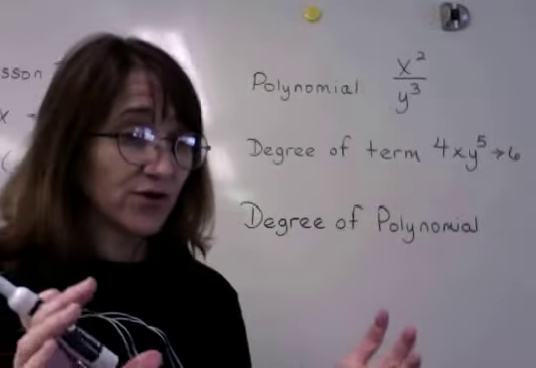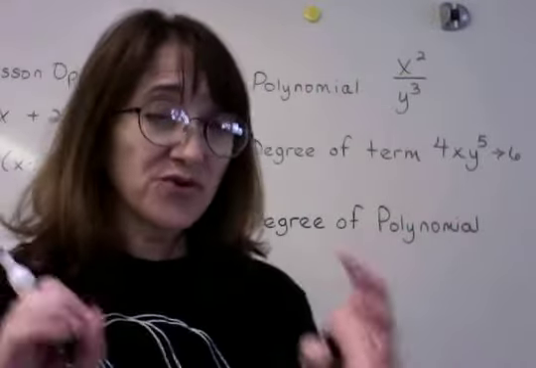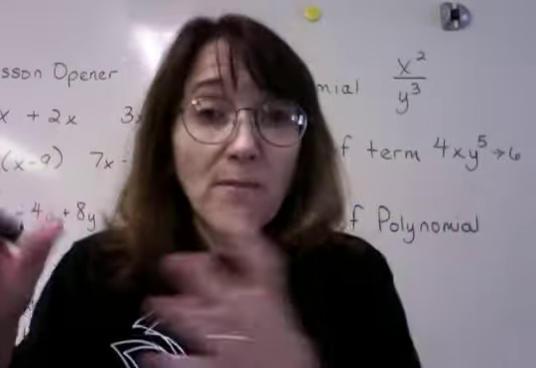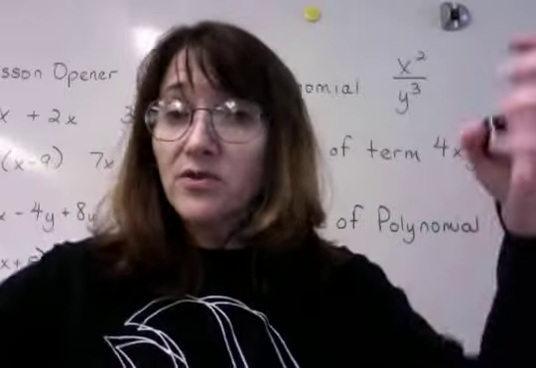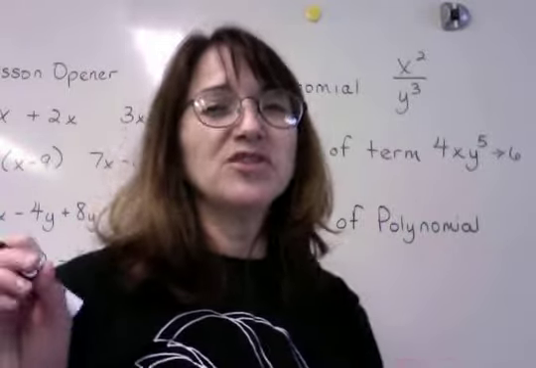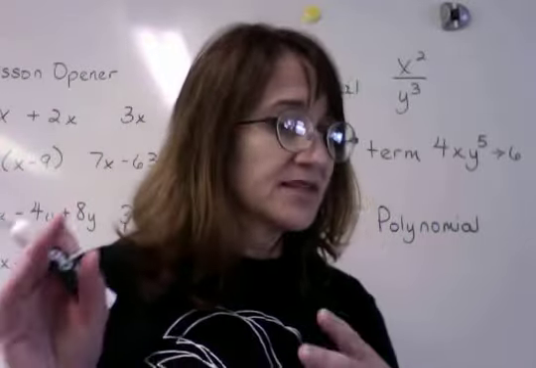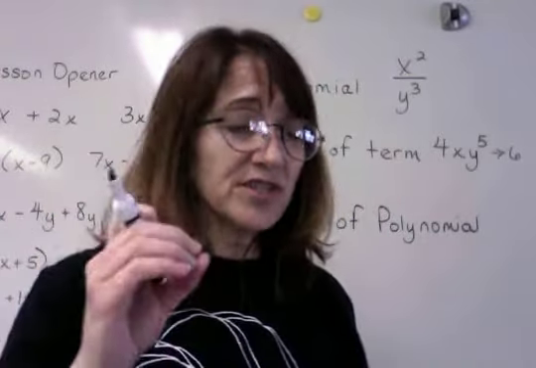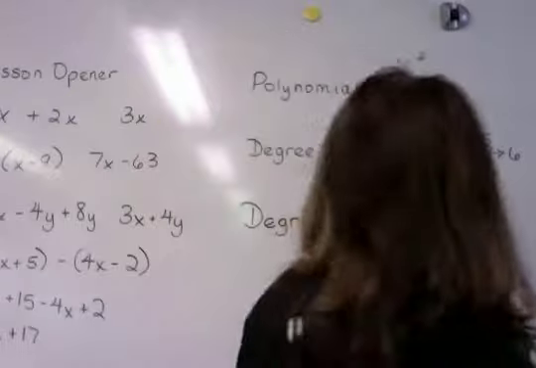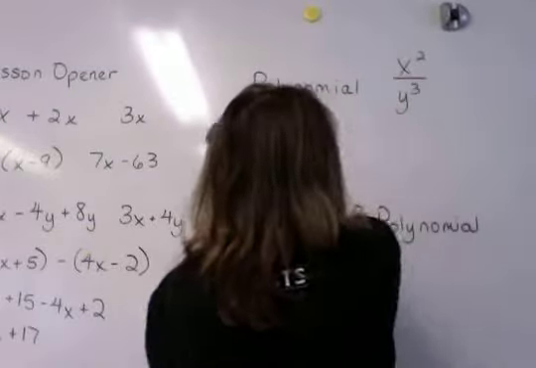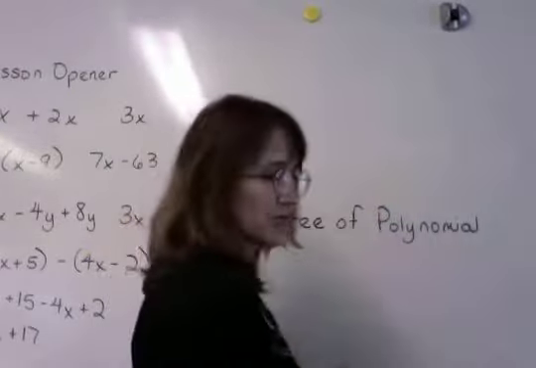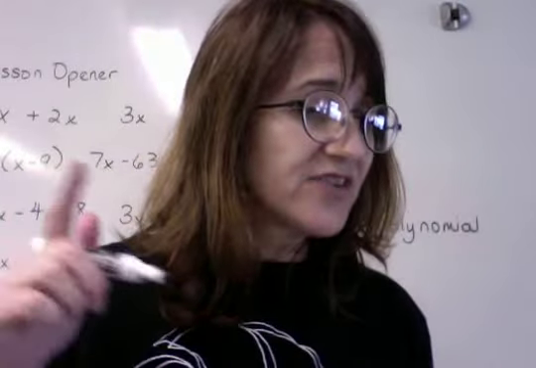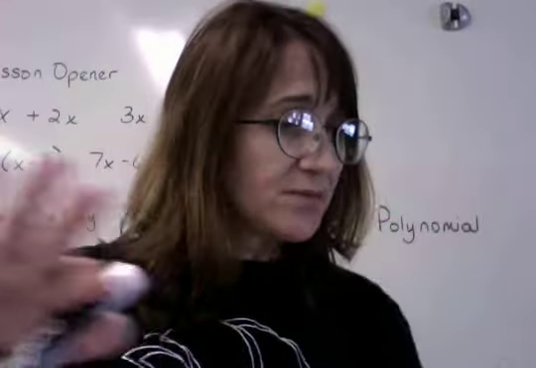Now, that's a term. When you're talking about the degree of the polynomial, polynomial means if it's not a monomial, if it's a binomial, trinomial, polynomial, it means you've got more than one term. So we have to look and count all the degrees for each one of those terms. So let's go to the degree of a polynomial. It's the highest degree of any term in the polynomial.